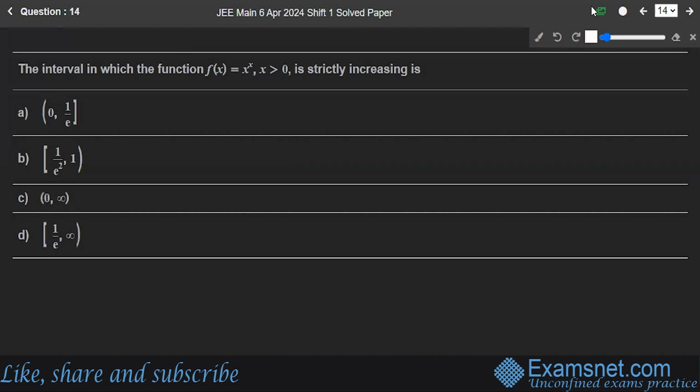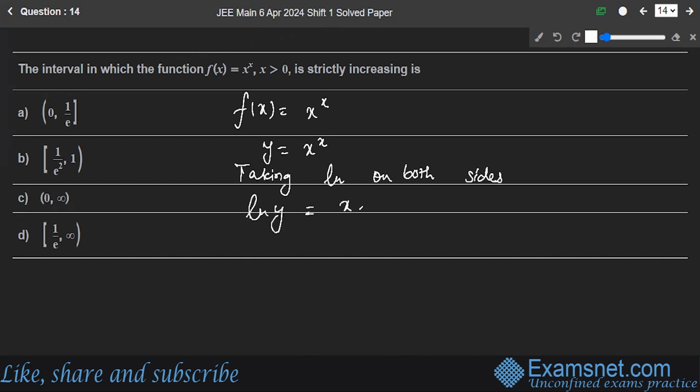Question number 14: the interval in which the function f of x is equal to x power x, x greater than 0, is strictly increasing. So you have f of x is equal to x power x. Let's say this is equal to y, x power x. Taking natural log on both sides, you will have log of y is equal to x log x, right? Now let's differentiate both sides with respect to x.